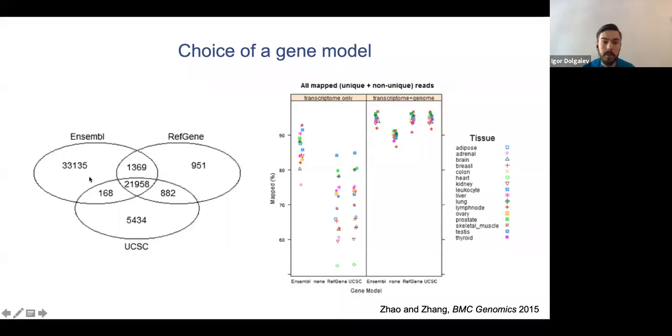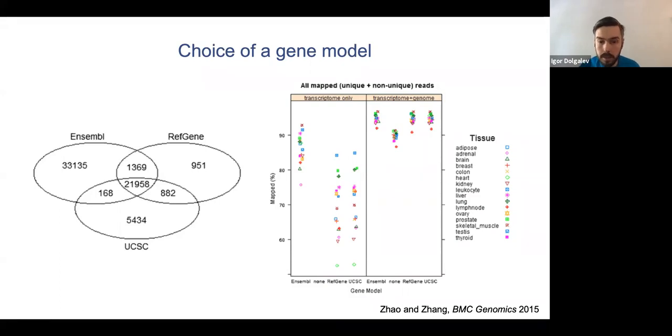For example, in this particular study, they looked at the overlap between the genes that are present in different resources, and the differences are quite stark. Common to all of them are 20,000, and RefSeq has very few that are unique to it. But then Ensembl actually has more genes unique to its reference than it has in common with the other two. So which one is the right one?